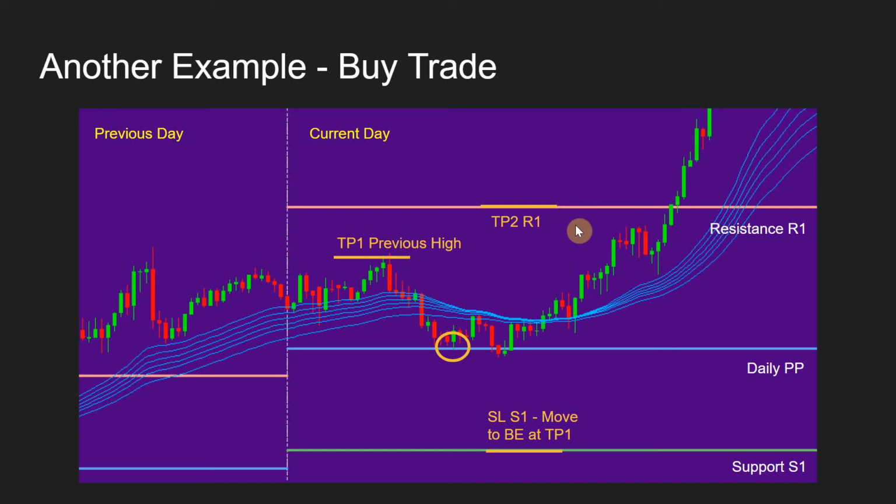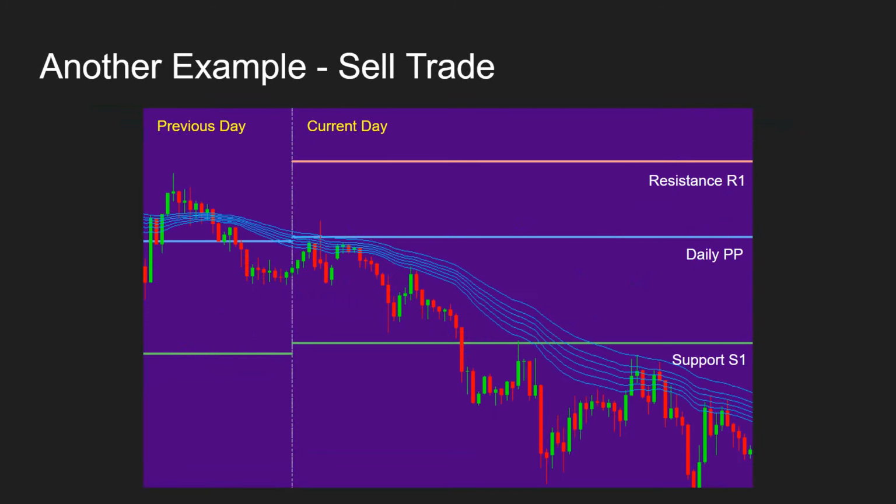And when you get to TP2, you can start trailing. You can do anything you want in terms of money management, and that's down to you. But this is just a basic framework for you to work from. And then lastly, a sell example, because I wanted to show both sides.